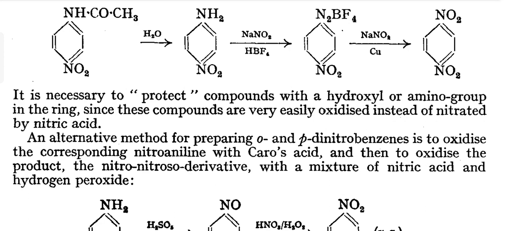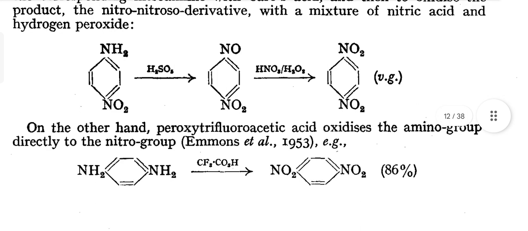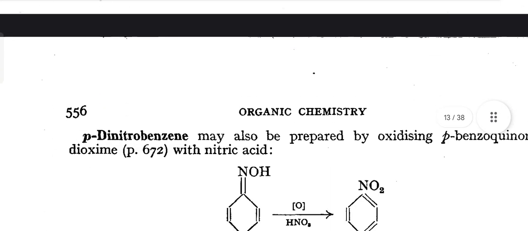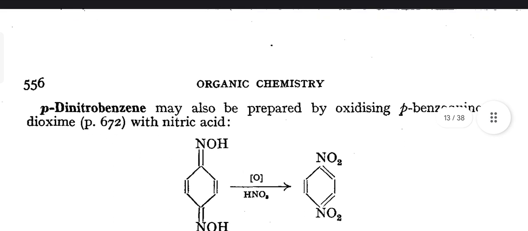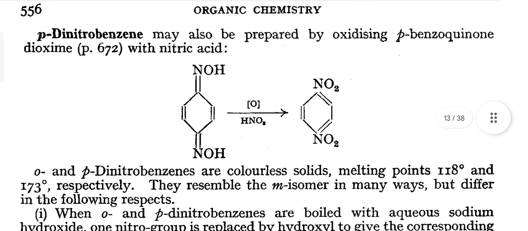An alternative method for preparing ortho- and para-dinitrobenzenes is to oxidize the corresponding nitroaniline with Caro's acid and then to oxidize the product, the nitro-nitroso derivative, with a mixture of nitric acid and hydrogen peroxide. On the other hand, peroxytrifluoroacetic acid oxidizes the amino group directly to the nitro group. Para-dinitrobenzene may also be prepared by oxidizing para-benzoquinone dioxime with nitric acid.